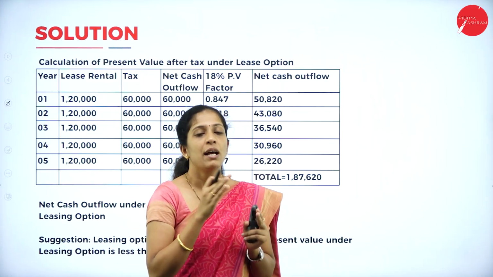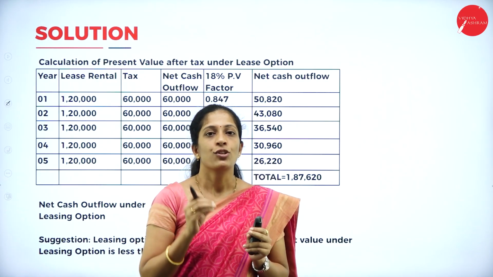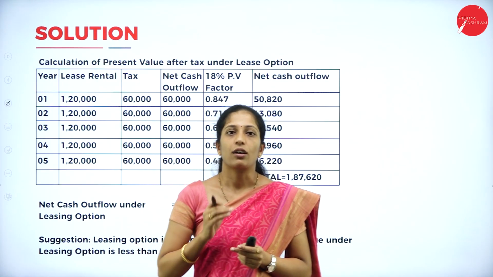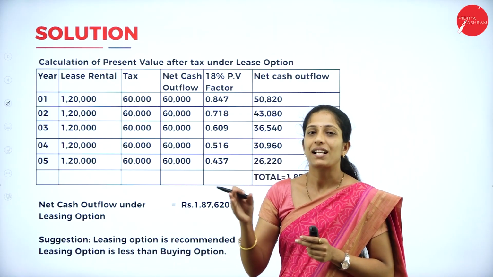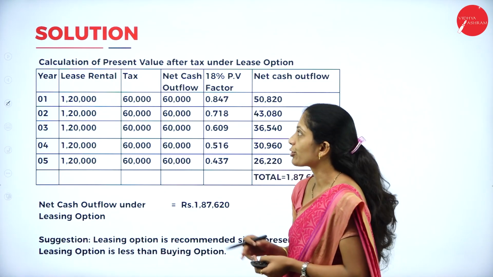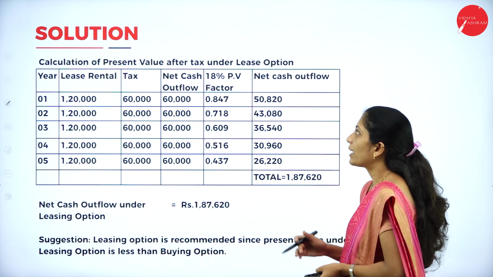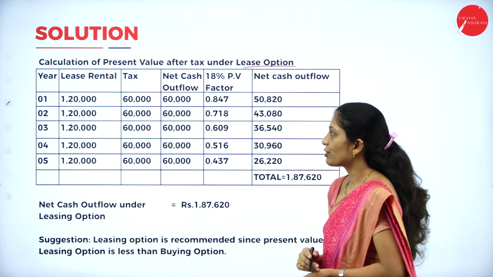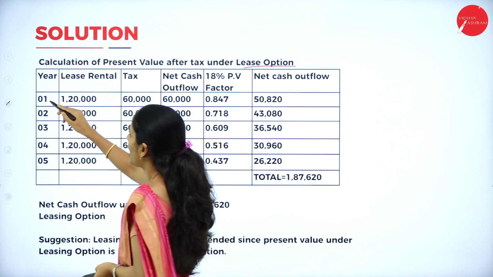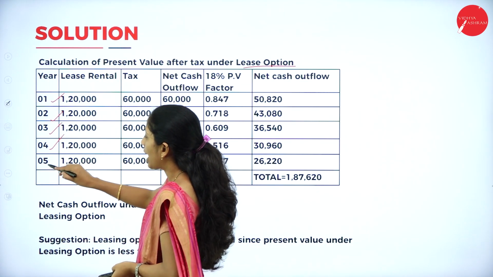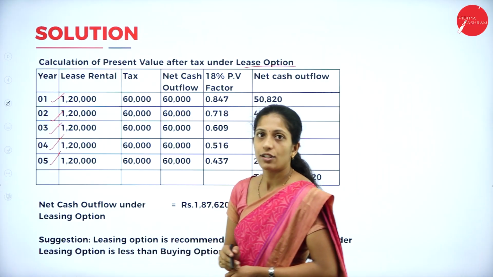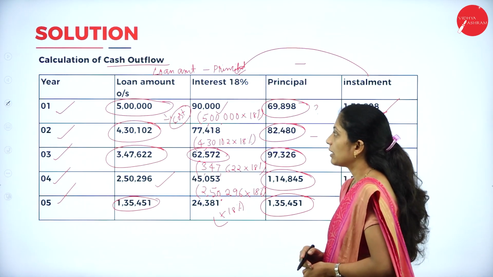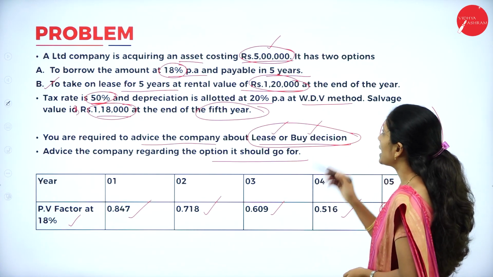Now coming to the leasing option, so we have to calculate present value under leasing option also, because we have to compare buying option and leasing option. So we have to calculate this present value under leasing option also. So calculation of present value under tax under lease option. Now here also year remains same, 1, 2, 3, 4 and 5. So lease rental, so they have given in the question. Now go through the question. So what is the lease rental here?